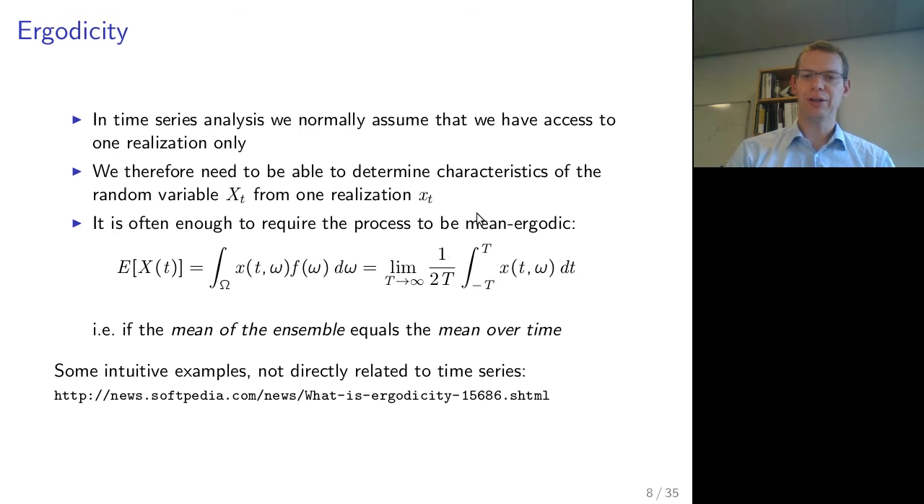So what we have here is just the mean value over an interval of time of the particular realization that we have. So if this is true, then the process is mean ergodic. So basically, the mean of the ensemble here equals the mean over time. And if you want to have more examples, you can have a look at this webpage.